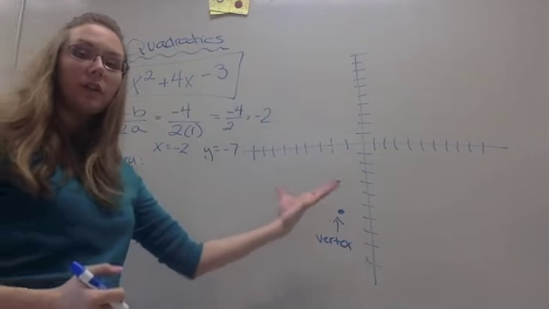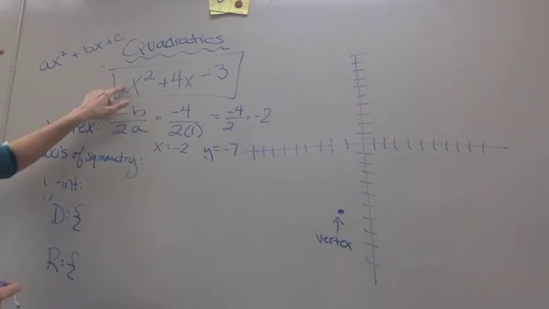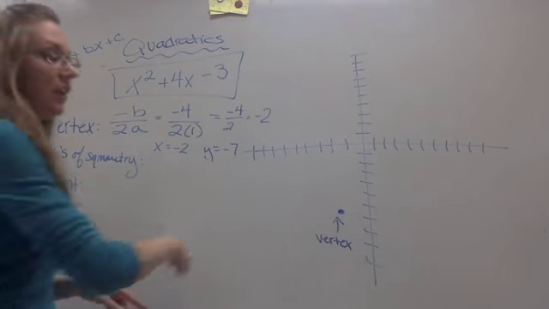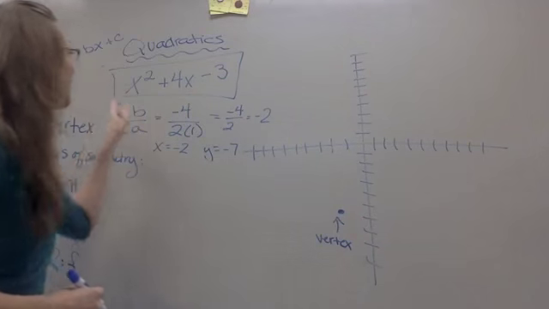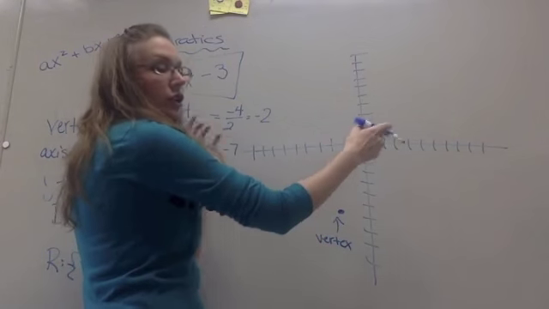Now we can determine whether this opens up or down very quickly and easily just by looking at our A. If our A is positive, it's opening up. If our A is negative, it is opening downwards. So here I know it's going to be a U shape going upwards. I just need to figure out my first initial points.